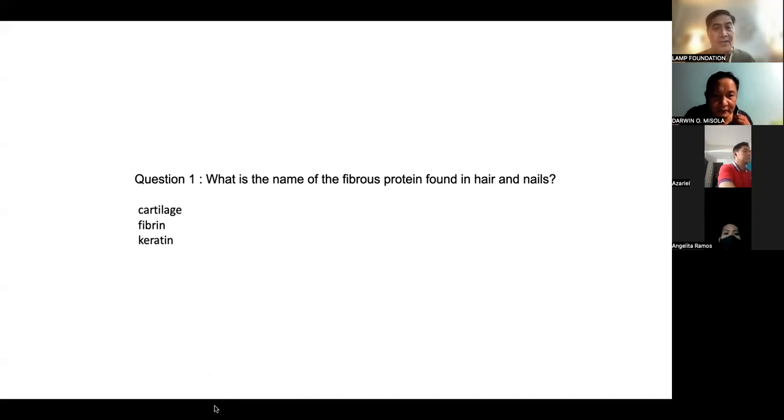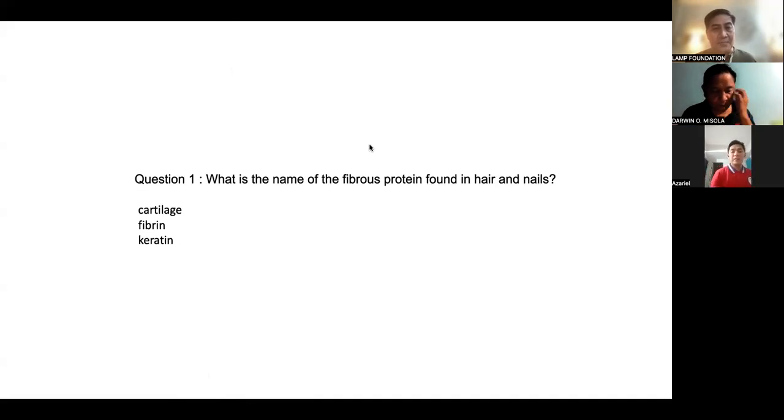Keratin. Wait, medyo maingay yung iba. Wait lang ah. Ilalaman nito sa una. Yan. What is the name? Okay. Yeah, what's your answer? Keratin. Doc. Good.